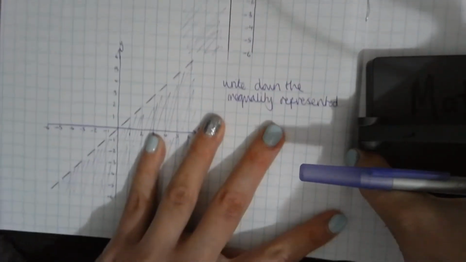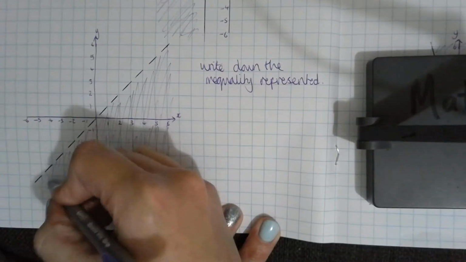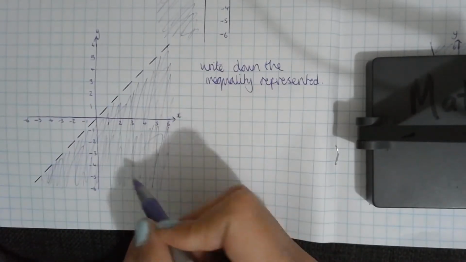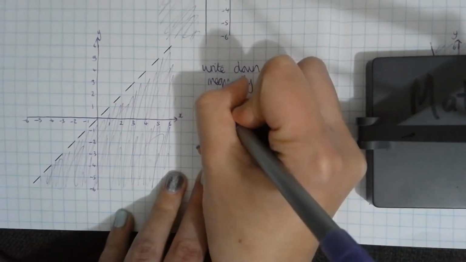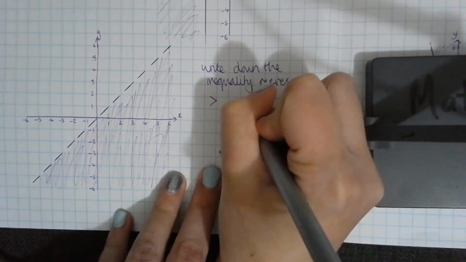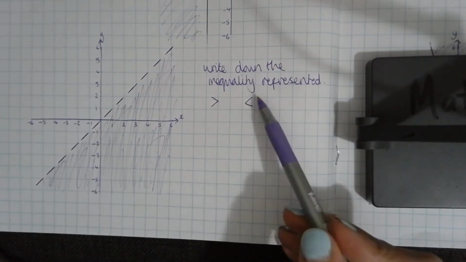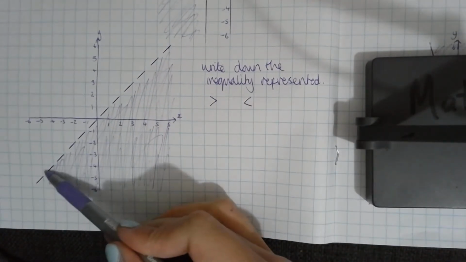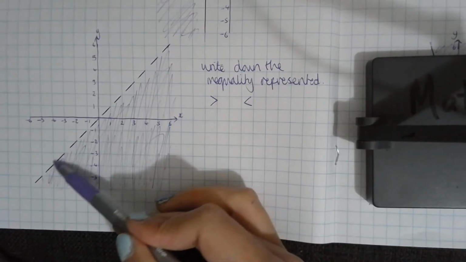Moving on, below we need to write down the inequality represented with the shaded region down here. We have a dotted line or a dashed line, so we know it's either going to be the greater than symbol or the less than symbol, but we're not sure which one. So we need to think about what the equation of that line would have been if we were just plotting it on a normal graph.